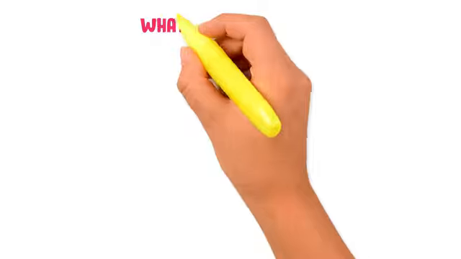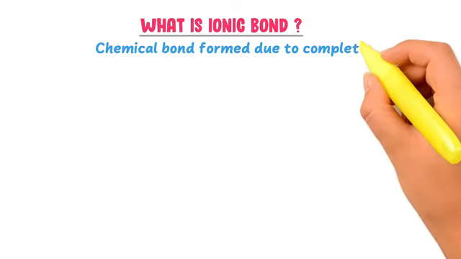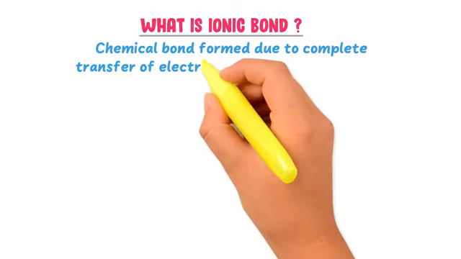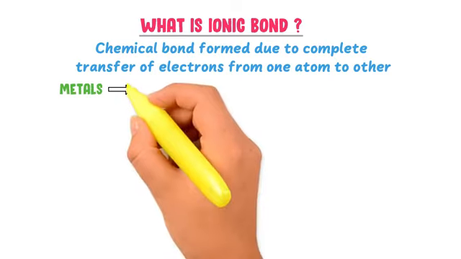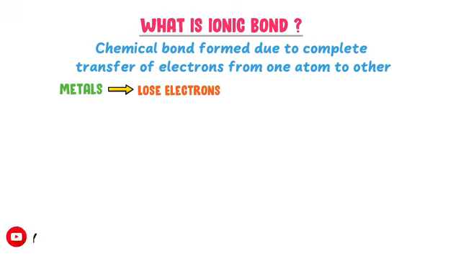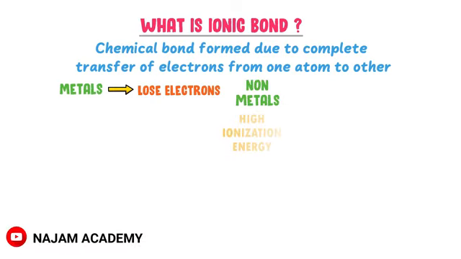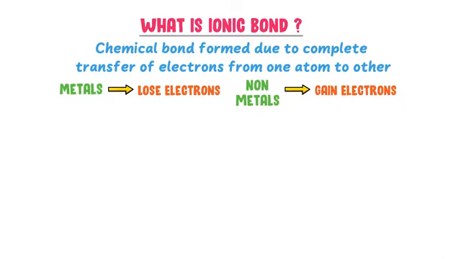Now, what is an ionic bond, or how do we define an ionic bond? Well, a chemical bond which is formed due to complete transfer of electrons from one atom to another atom is called an ionic bond. Note it down that metals having low ionization energy always lose electron or electrons, while non-metals having high ionization energy gain electron or electrons.